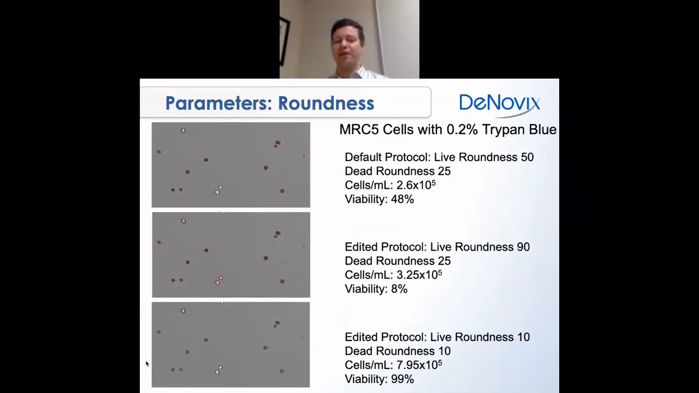So my viability went way down to 8%, and then going the other way, live roundness down to 10, your viability goes up to about 100%. So the users do have a lot of control with these roundness settings to say what gets counted as a cell or not.